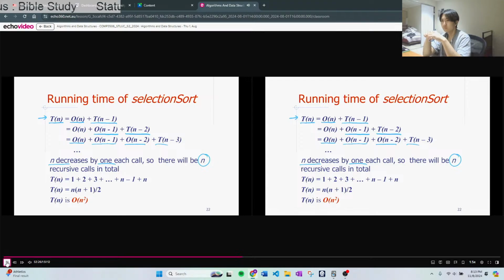And each of those recursive calls will do, the first one will do O of n, it will do n things, the next one will do n minus 1 things, the next one will do n minus 2 things, all the way down until we do one thing, and that's the same as saying n times n plus 1 on 2, and that's n squared, all right?